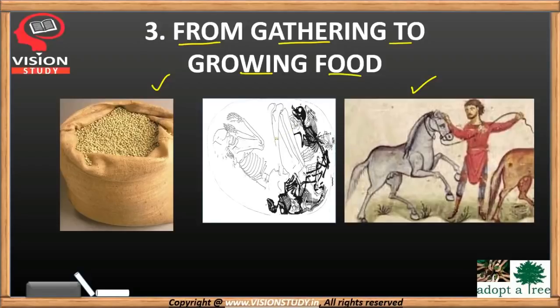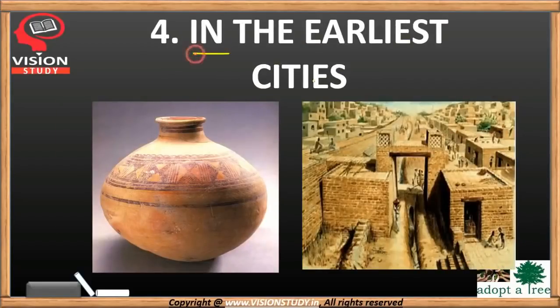The fourth chapter is In the Earliest Cities. As the name suggests, we will discuss the earliest cities of the Indus Valley civilization, the Harappan civilization, and a few important sites. What did we find from these sites? Who were the people who excavated these sites? What pottery is there in these sites? And you will even see the planning of these cities and the craft of the city.